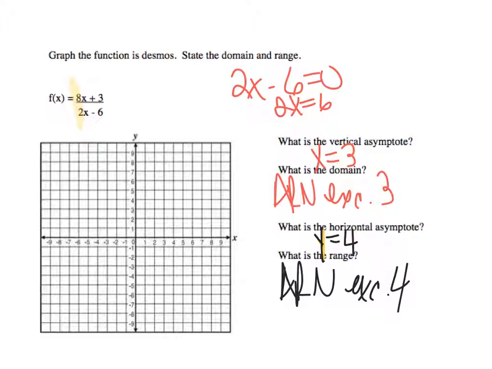So let's go ahead and draw in our vertical at 3, our horizontal at 4, and then the branches of our hyperbola are in 1 and 3.